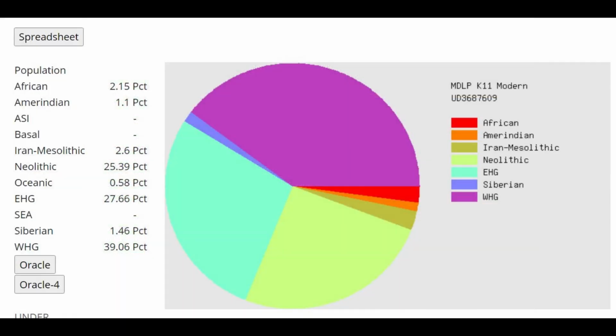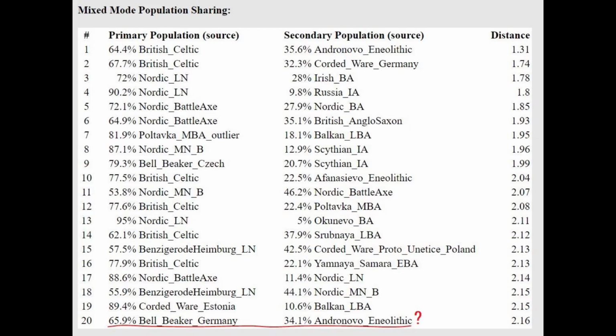This is what he scores with MZLP K11. Interestingly, this is very different from the previous result. This actually looks a lot like my result with this calculator. It's very similar to me. And line 20, look at line 20. It's 66% Bell Beaker plus 34%, get ready for this, Andronovo Eneolithic. Eneolithic Andronovo, that's crazy, dude. Andronovo Eneolithic, I don't know what that's supposed to be.